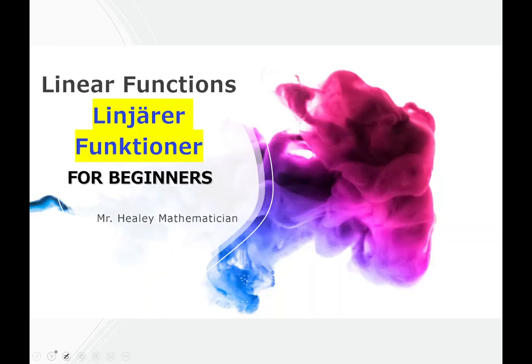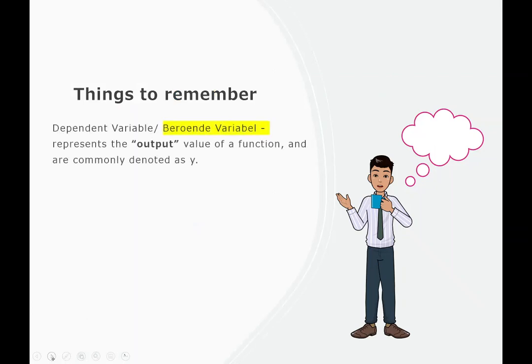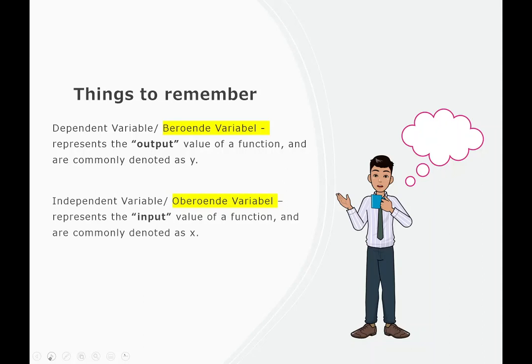So let's get started. Things to remember: we have our dependent variable. This represents the output value of our function. We normally call this our y value. On the other hand, we have our independent variable. This is going to be representing the input value of our function and is commonly known as the x value. And today we'll be using the equation of every straight line in the form y is equal to k times x plus m. I'm aware there's different variations of this equation. However, this is the one we'll use today.